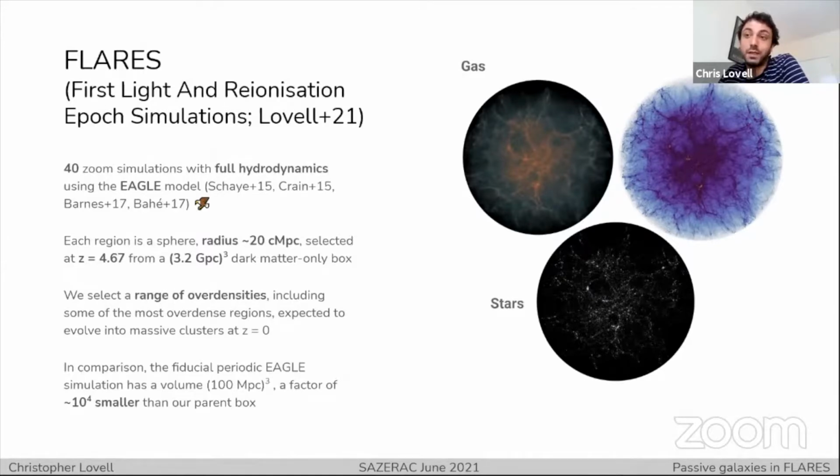So in the fiducial periodic EAGLE volume, it's about 100 megaparsecs on the sides. It's actually about 10 to the 4 times smaller than our parent box. So this limits the different environments that you can sample in there. So FLARES is a unique approach for studying these very overdense environments.